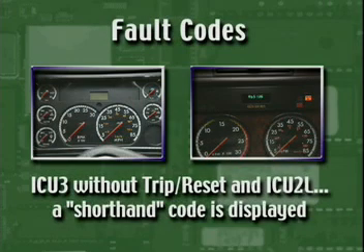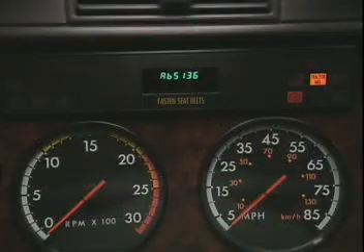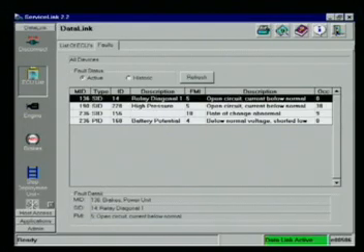On the ICU-3 without the trip reset button and the ICU-2L, a shorthand fault code will display. The code consists of an abbreviation for the name of the ECU with the fault and the MID of that ECU. You must use ServiceLink to display the complete code.